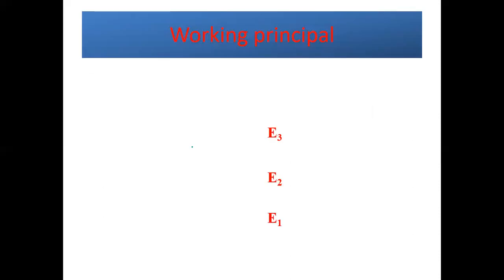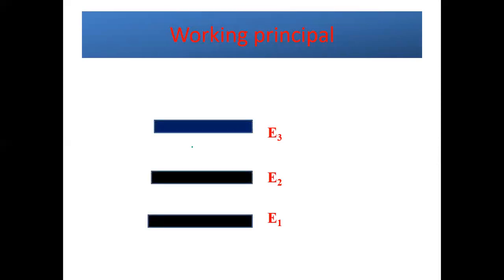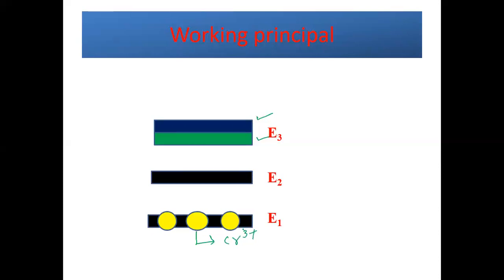The working principle of ruby laser is explained by using three energy levels E1, E2, and E3. Generally, the E3 energy level has two bands: one is the blue band, and the other one is the green band. Initially, the majority of chromium atoms are present in the ground state.